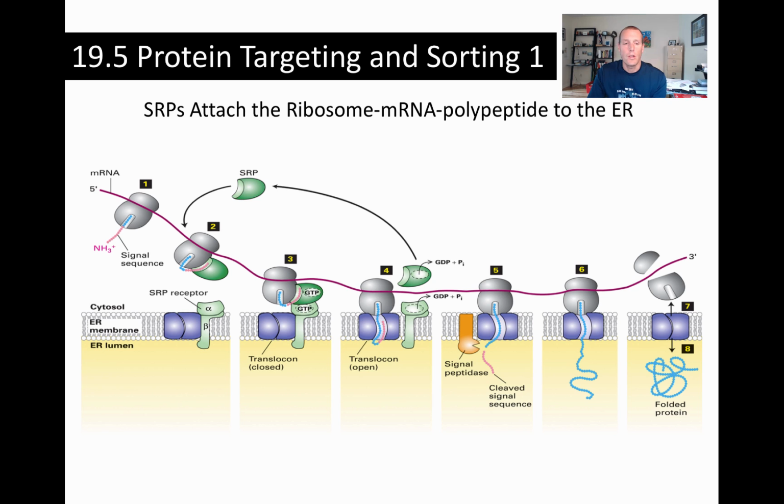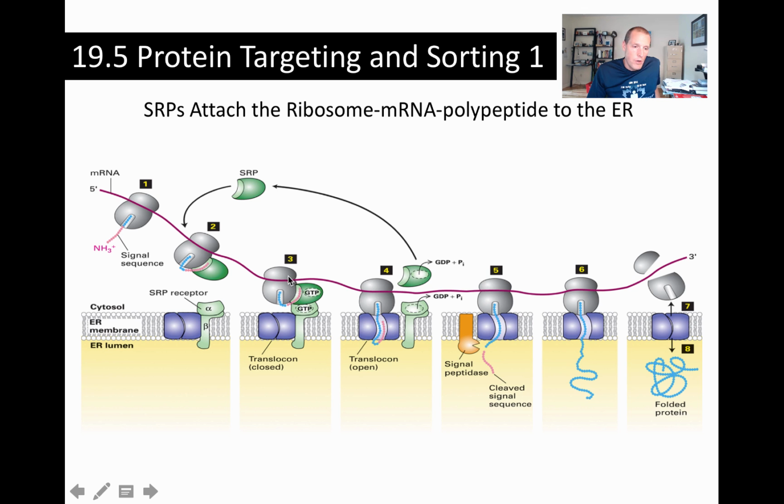So let's take a look at this in some steps. First two steps here. Once the ER signal sequence is translated, translation pauses. This sequence causes translation to pause briefly, and the SRP binds to the signal sequence in the cytosol, and that causes the whole ribosome polypeptide mRNA complex to dock on the SRP receptor, which has two subunits. So that's steps 1 and 2. In step 3, the SRP has delivered the nascent, growing polypeptide to the SRP receptor.